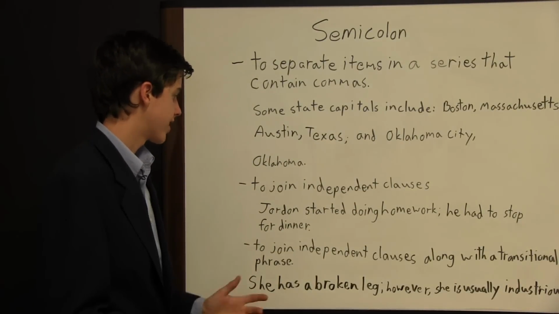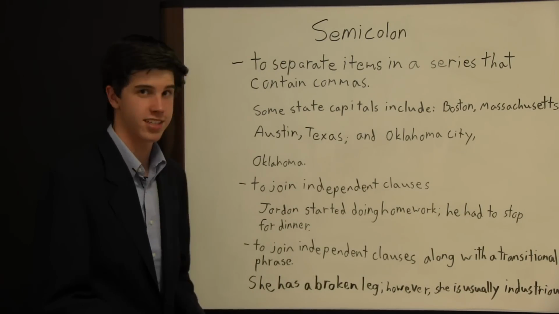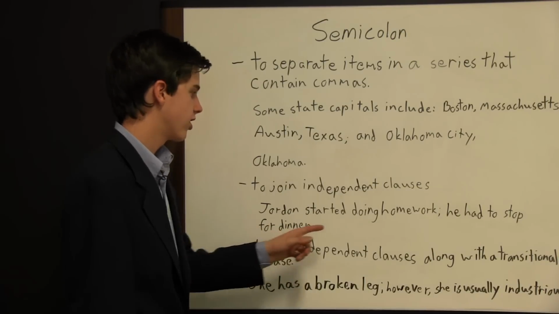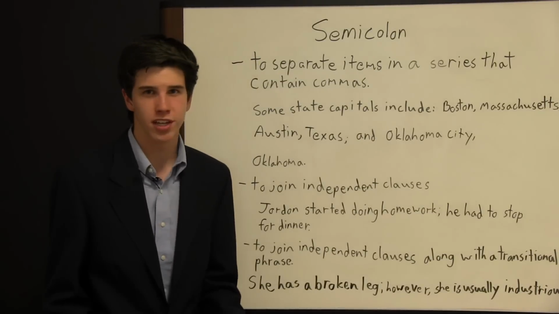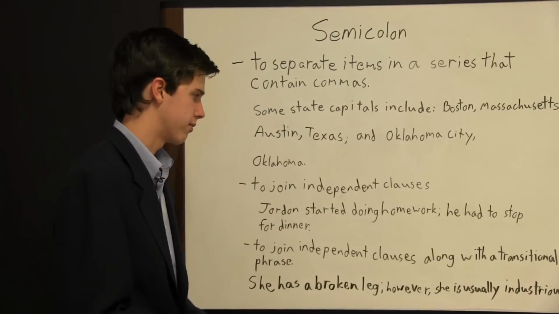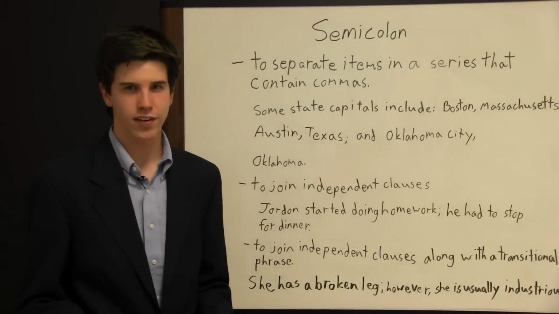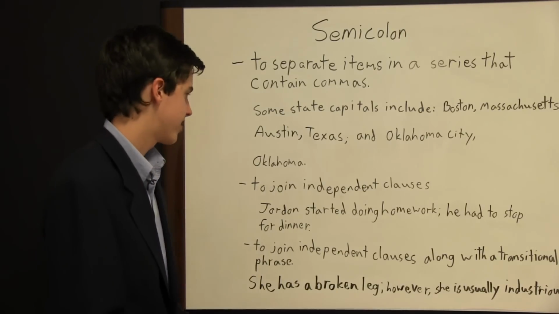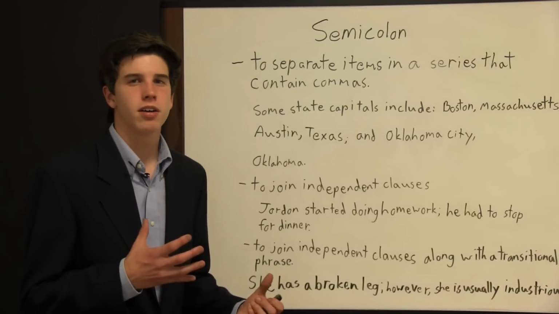A second case of when you use semicolons is to join independent clauses. So here we have, Jordan started doing homework; he had to stop for dinner. These are two independent clauses. These are basically just two sentences that we join together. In this case, the sentences need to be very closely related. Like I wouldn't say Jordan started doing homework, he ate cereal. They need to go together.